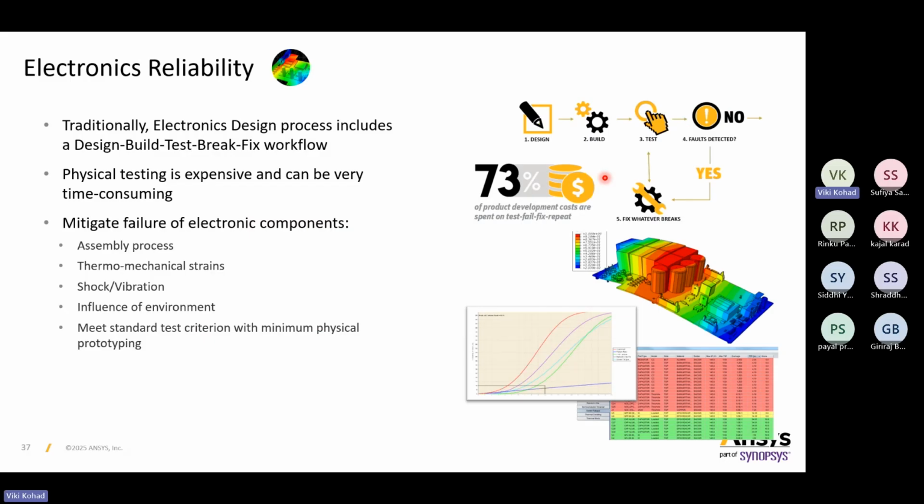Then the electronics reliability part is there. So we have to mitigate the failure of the electronic components, like what are the electronic components that we have to fix. This is the process: first design, build, and test in the software. If any fault is detected, then fix whatever breaks or whatever issue comes up, and test again. If the test is successful and no fault is detected, then we can proceed to the prototype.